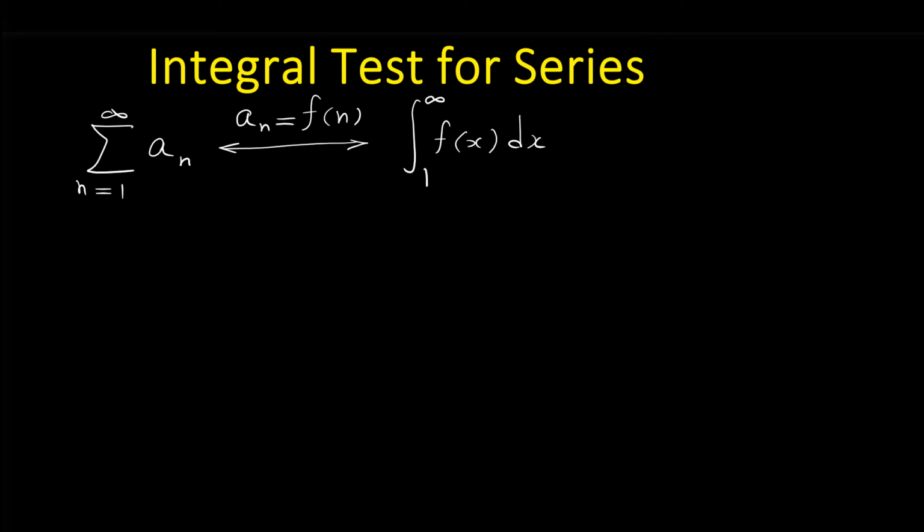Now, if the integral from 1 to infinity of f of x dx converges, then the series is also convergent. And if the integral diverges, then the series diverges. So actually, the series and the integral have the same behavior. If one of them converges, the other one converges, or if one of them diverges, the other one diverges.